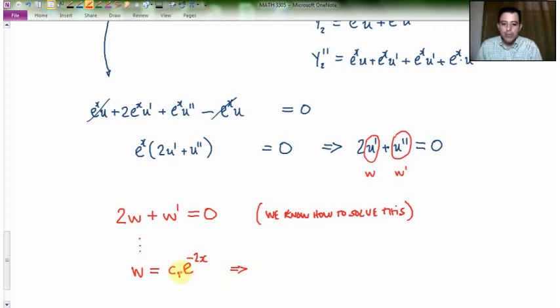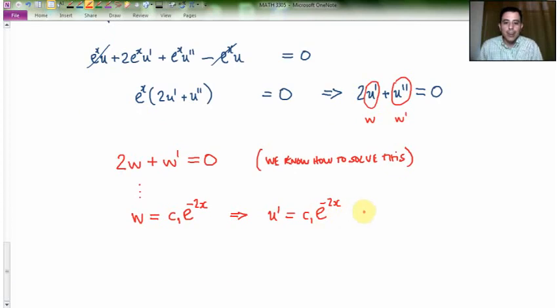Now let's substitute u back here. This means that u, because w was u's derivative, is c1 e^(-2x). Now a little integration to find what u is. Integrating that will be -1/2 c1 e^(-2x) plus another constant c2.